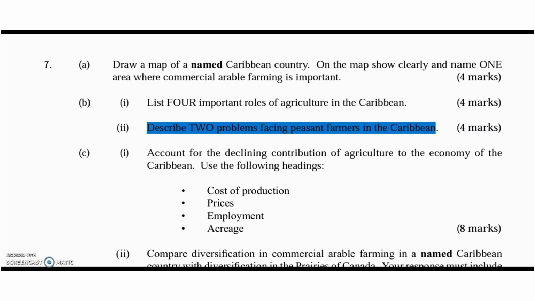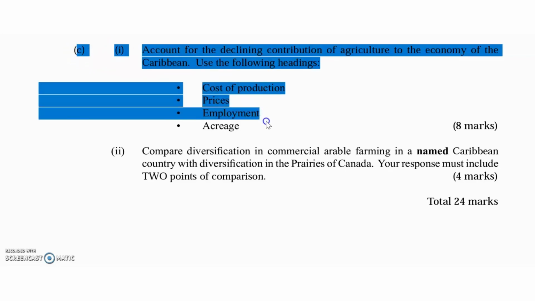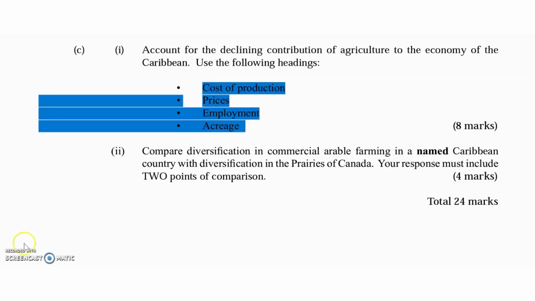All right, so we're going to do question number 3, part 1. Account for the declining contribution of agriculture to the economy of the Caribbean, use the following headings. Just remember quickly, when we are talking about declining contribution of agriculture, that means agriculture is becoming less popular. It is losing its grip with respect to the country itself. Now, why is it that agriculture is declining as it relates to these particular headings here? Let's go through quickly.